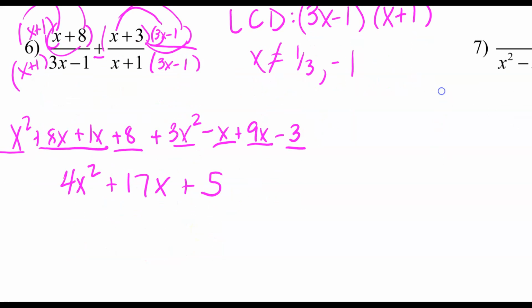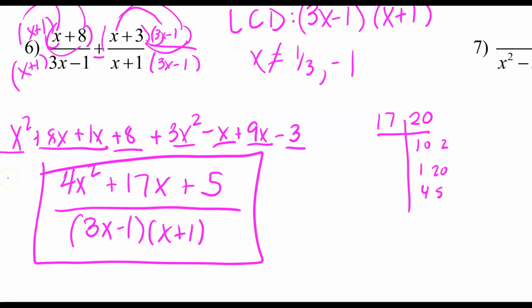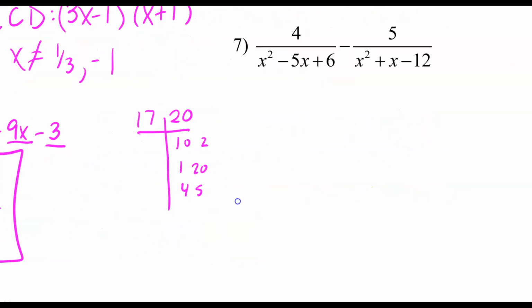I want to check to see if that factors. So my little side work is 20 and 17. So I've got 10 and 2. That doesn't add to 17. 1 and 20, nope. And 4 and 5, nope. So it doesn't factor any further. So my denominator is 3x minus 1 times x plus 1. Final answer. Very cool.